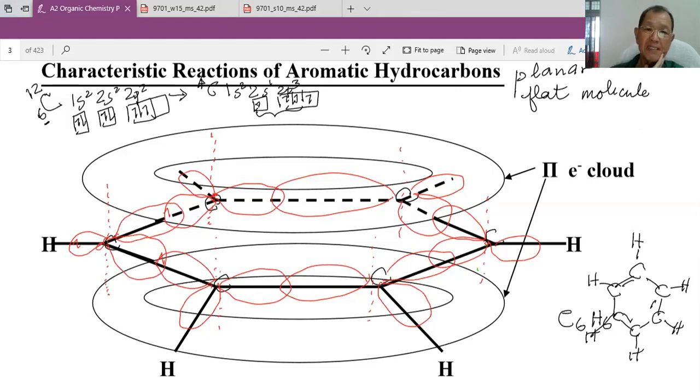So this p orbital is unhybridized. They remain a p shape like that, one up here and one down here. Now I'm going to take it. Okay, one up here and one down here. So it's all like that, up here.